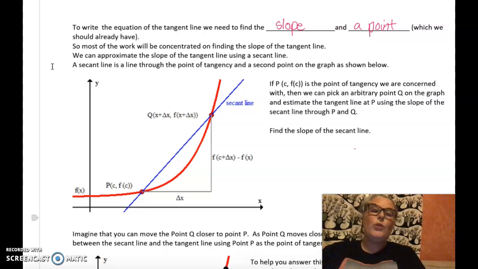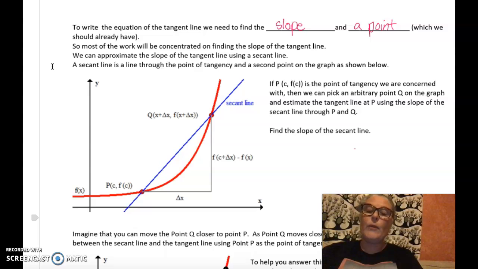And then we're going to do some change to X. It could be 1, it could be 0.1, it could be whatever size we want to give us point Q. So we are going to use this secant line to help us approximate, since we can't find the slope of the tangent line, or find actually what the tangent line is, without having some idea of what the slope is.